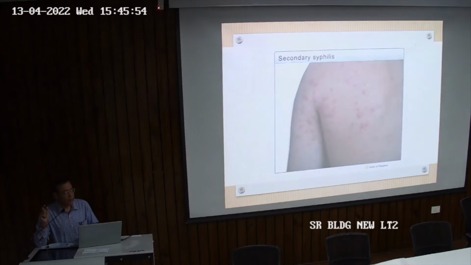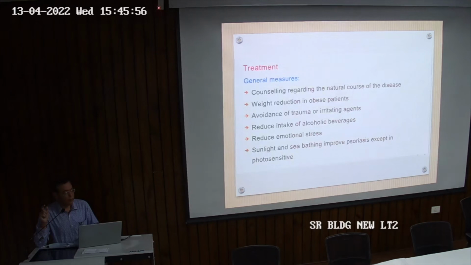Secondary syphilis will not discuss. Now coming to the treatment, one is general measures.